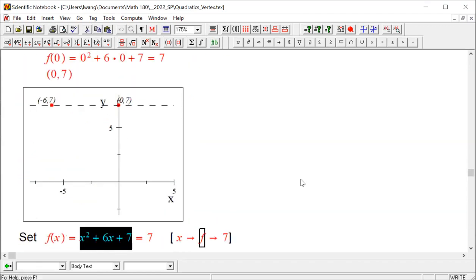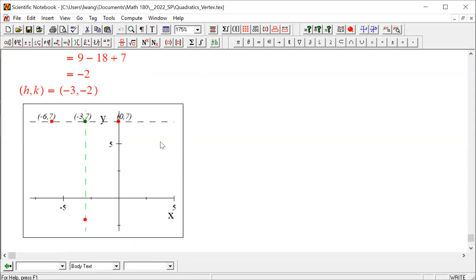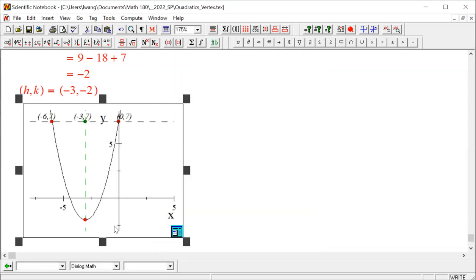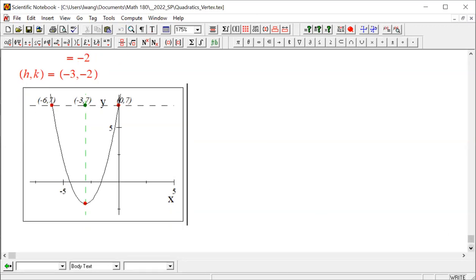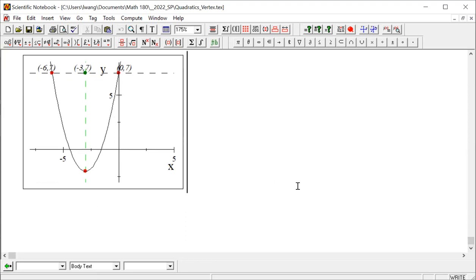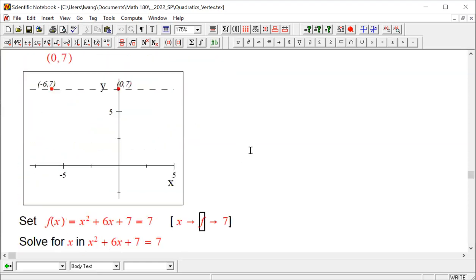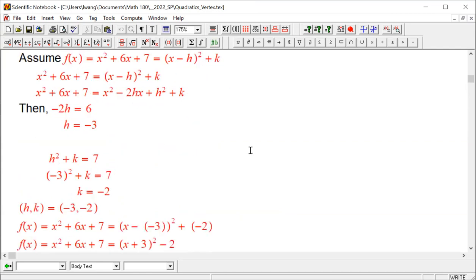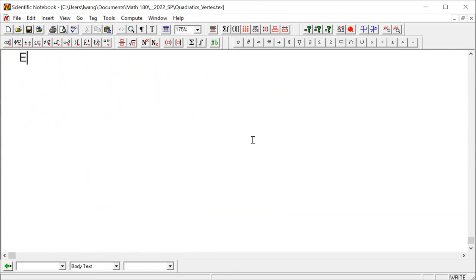In this case, and in most of the other cases, guessing the point can be difficult. So these steps will guarantee you're going to find the precise number. Okay, so I'm going to talk about another method. This method is going to be for a specific type of equations. So let's look at example number 2.